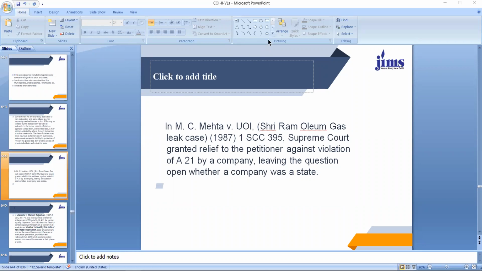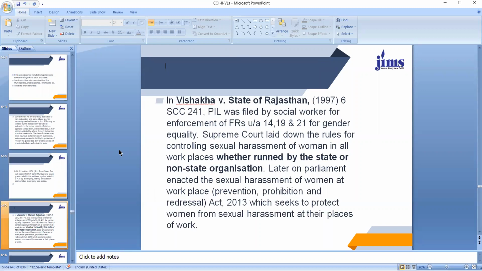Since this was a private company in Delhi, Shri Ram Oleum Gas, and the oleum gas from this establishment leaked and caused injury to so many persons. So without going into the merits of the case, whether this Shri Ram Oleum Gas company is a state or not, the petitioners were given relief, meaning thereby that indirectly the definition of state was enlarged by the Supreme Court.